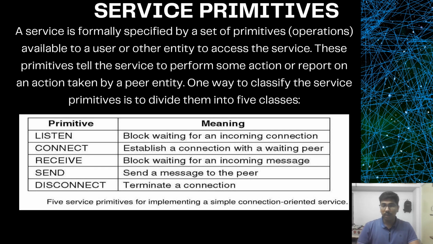Listen, block waiting for an incoming connection. Connect, establish a connection with a waiting peer. Receive, block waiting for an incoming message. Send a message to the peer, as simple as it is. Disconnect, terminate the connection. Simple.